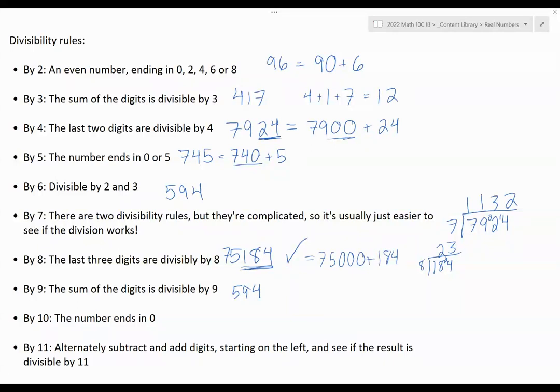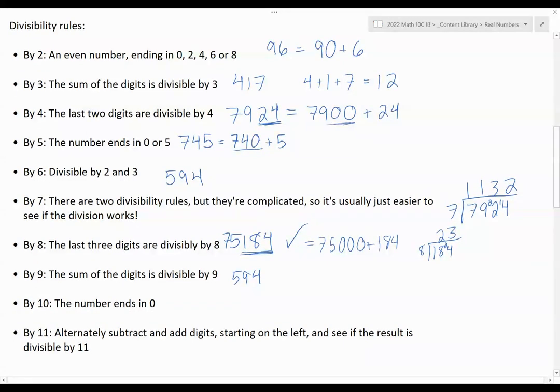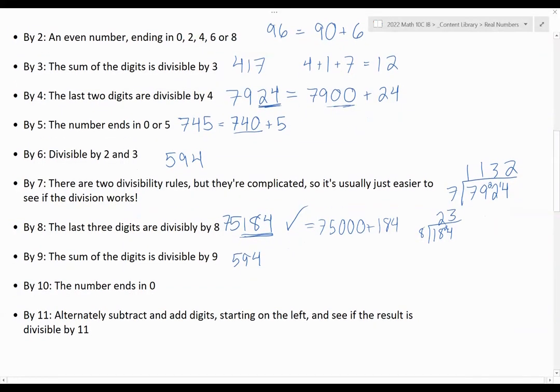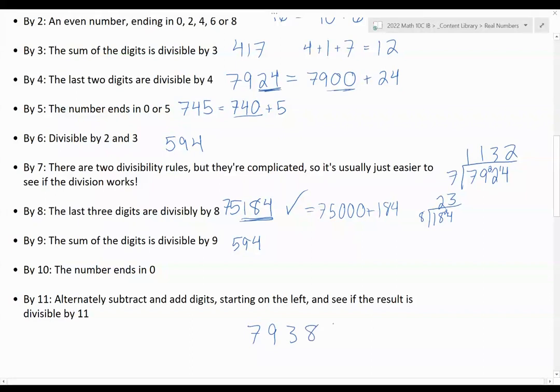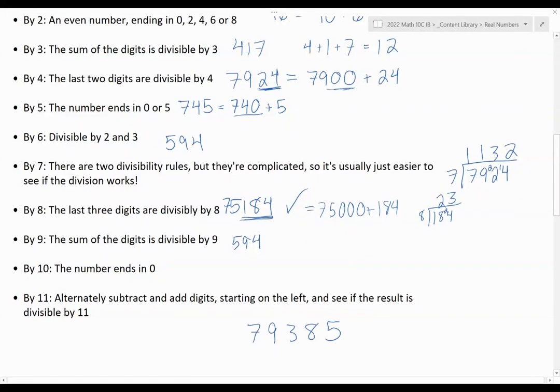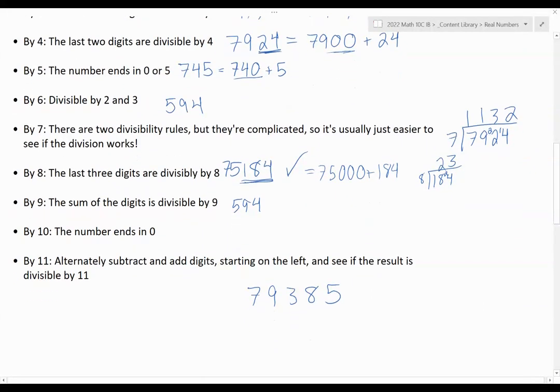And divisibility by 11, it seems like a more complicated rule than it is. You're alternately subtracting and adding digits starting on the left and see if the result is divisible by 11. In practice, this is actually not that complicated. So let's say, for example, I have the number 79385 as a hypothetical. And I want to know, is that divisible by 11 or not?